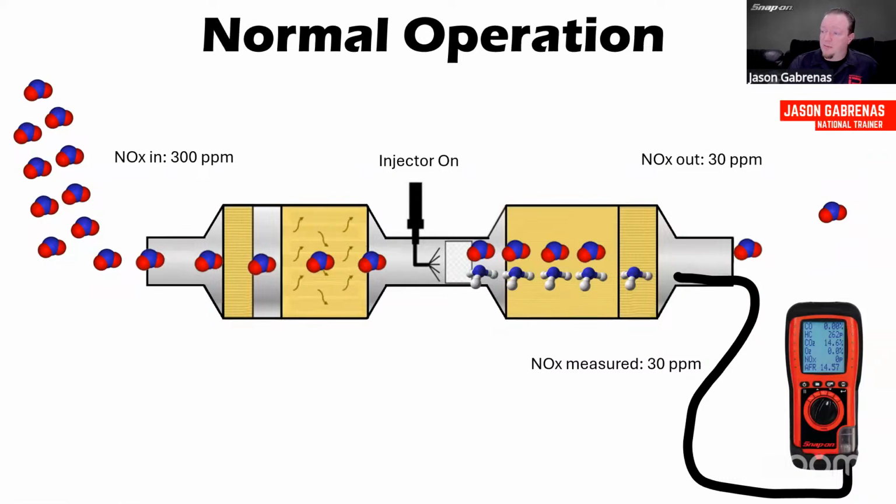Then under normal operation, when we are reducing the NOx, we have NOx coming in at 300 parts per million again, and then the injector comes on, and it combines, and then it reads the NOx coming out at 30 parts per million. So it's been reduced by 90% in that case. And once again, we're going to double check it, and we can see that 30 parts per million are coming out there.